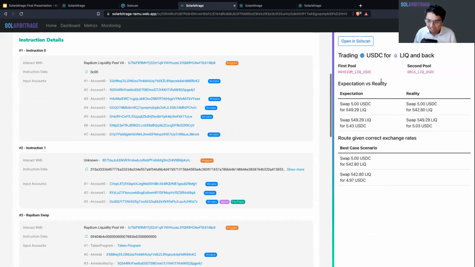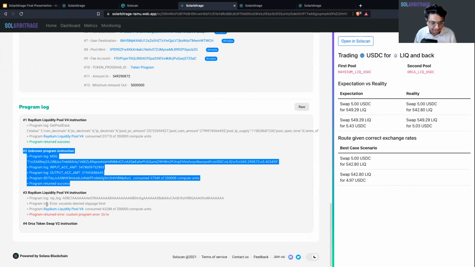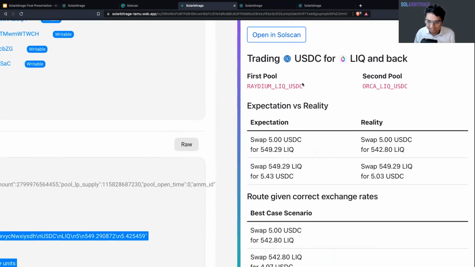So over here in this transaction, you can see it failed at the first swap. And over here on the side, you can see we're trading USDC for LICK. We wanted to go from 5 USDC to 549.29 LICK. But in reality, the rate slipped, so we ended up getting 542.8 LICK back, which is why it failed over here on the first swap.